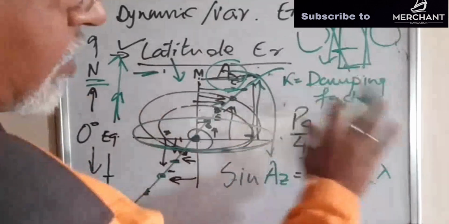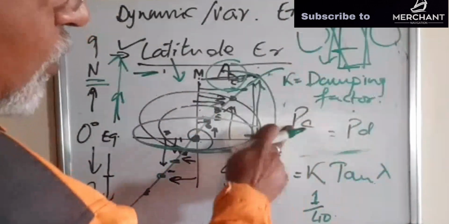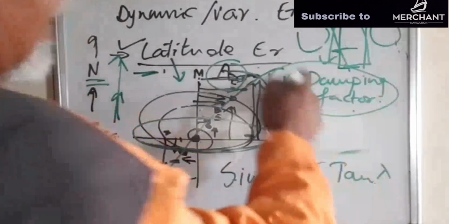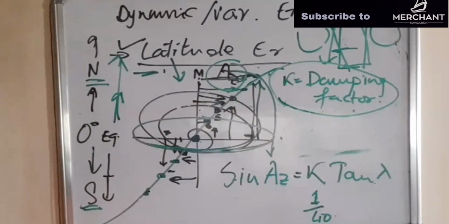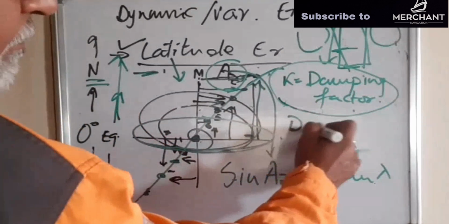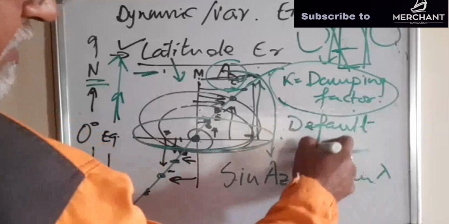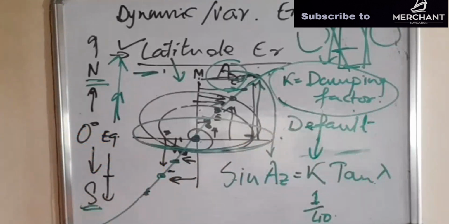So don't go into all this. आपके लिए just knowing the term that K is known as damping factor and default value is 1 by 40. Take out your notes. अच्छा चलो वो बाद में पढ़ना.